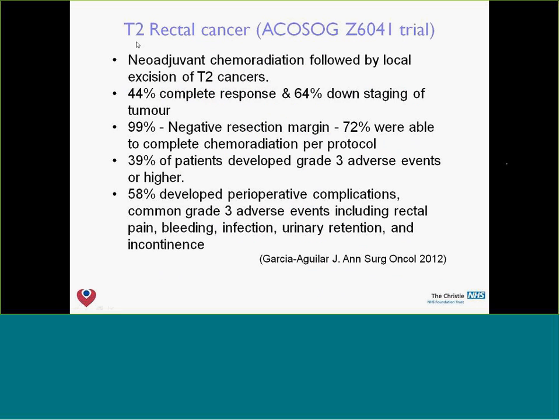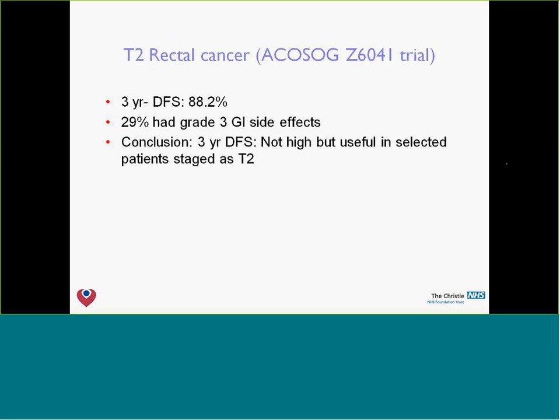There's a study from the US which looked at the local excision for a T2 tumor, and they showed that there was a complete response of 44% and 64% had downstaging. Here, the protocol was patients had radiation followed by local excision of the tumor, and 99% of the patients had negative resection margin, but then 39% developed grade 3 side effects from the radiotherapy, and there was a high incidence of complications. So it's not like these techniques, local excision with chemoradiation, come without side effects. It comes with side effects as well.